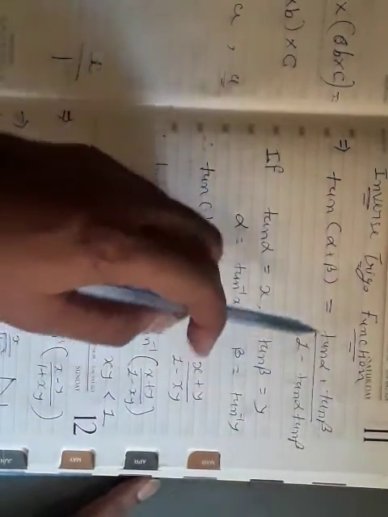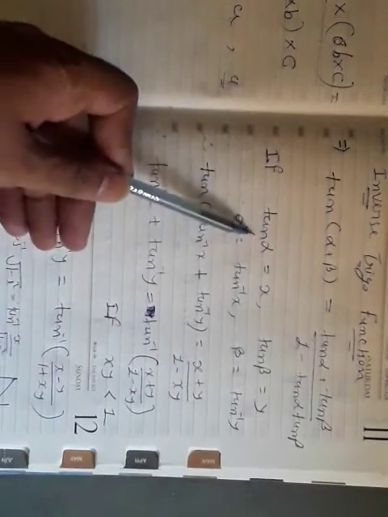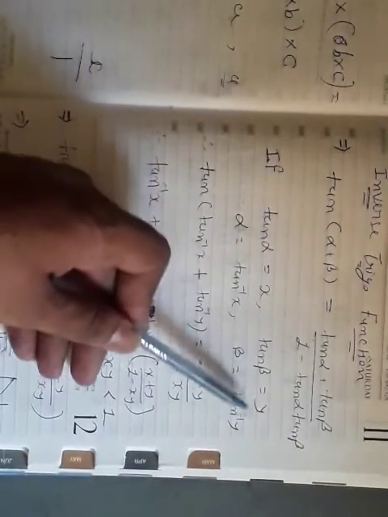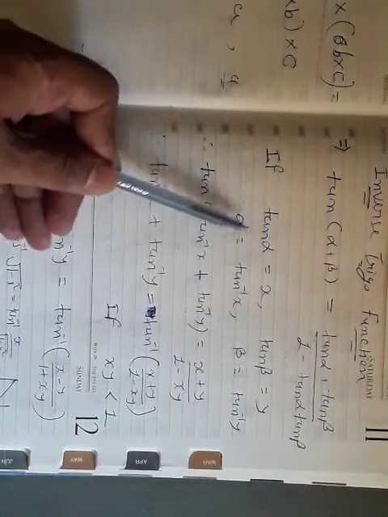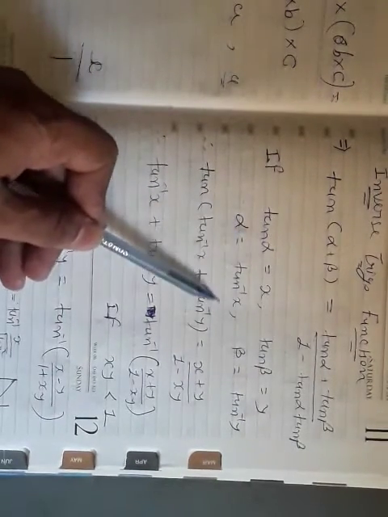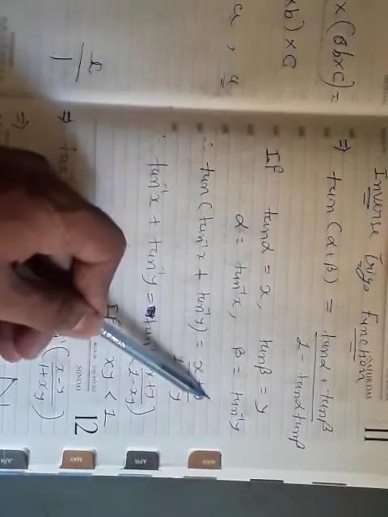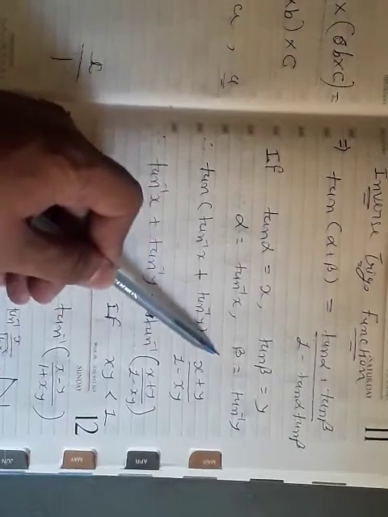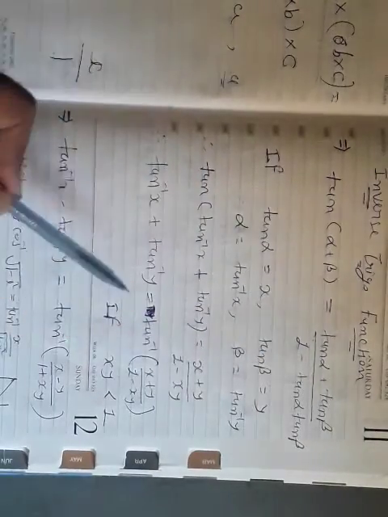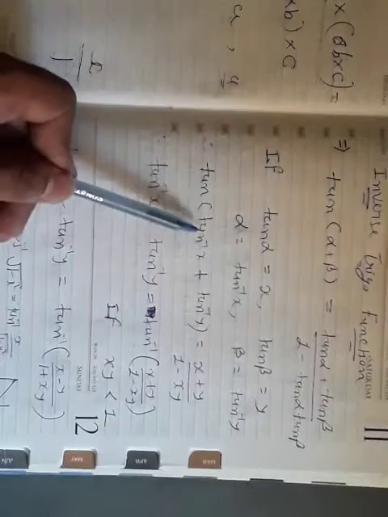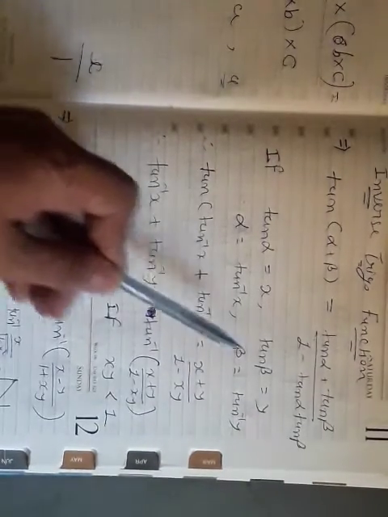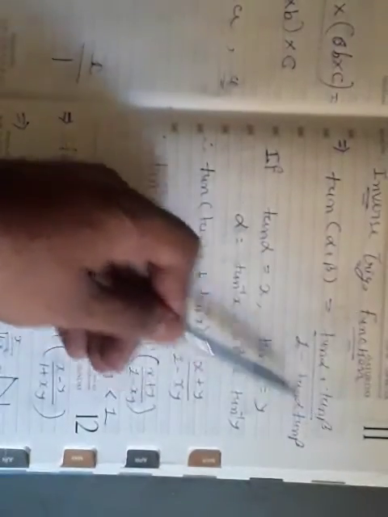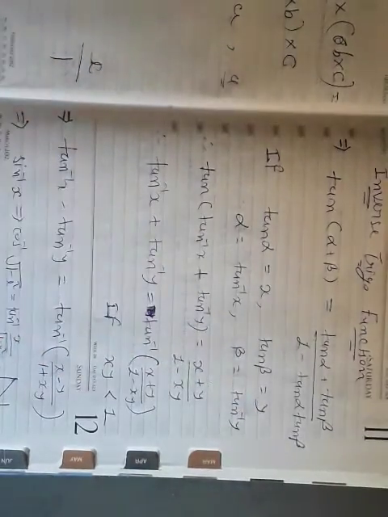Now if I take this tan alpha and tan beta as x and y, I am supposing that tan alpha equals x, tan beta equals y. So alpha becomes tan inverse x, and beta will also become tan inverse y. Now if I put these values of alpha and beta into this equation, what will I get? Instead of alpha and beta, I will put tan inverse x and tan inverse y. Here, instead of tan alpha and tan beta, we will put x and y.